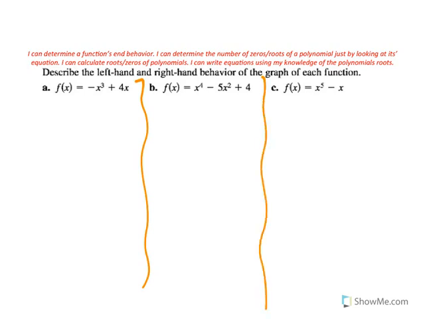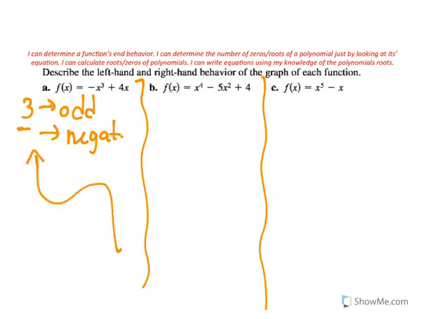So I'm going to split our screen here. For part A, my highest power is a 3, which makes this an odd function. Its leading coefficient is negative, which means this is a negative odd function. Okay? And so a negative odd function is going to have the end behavior that looks something like this.